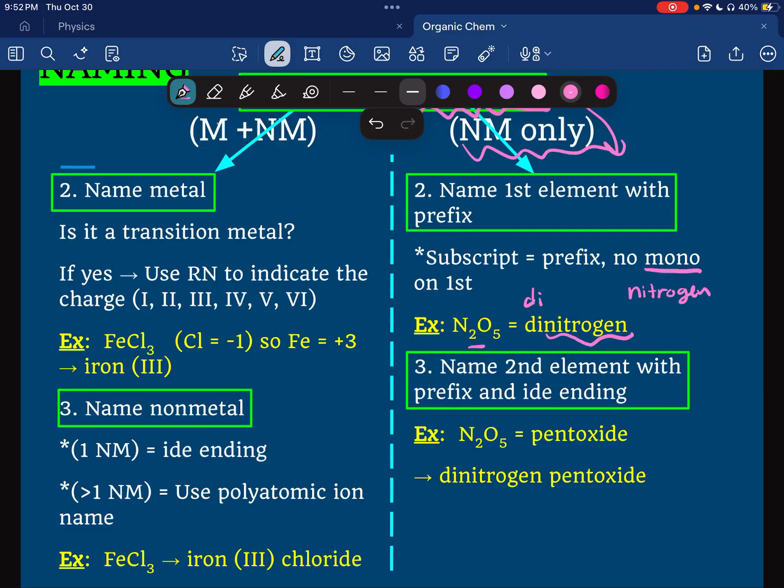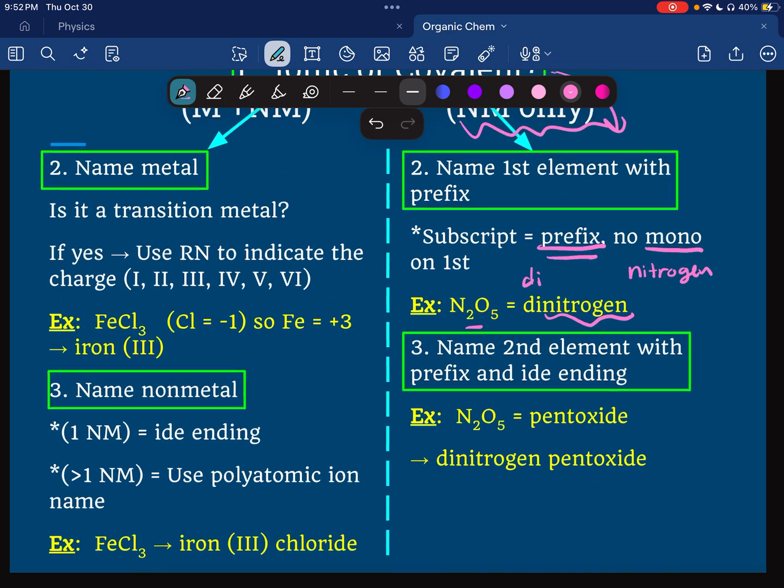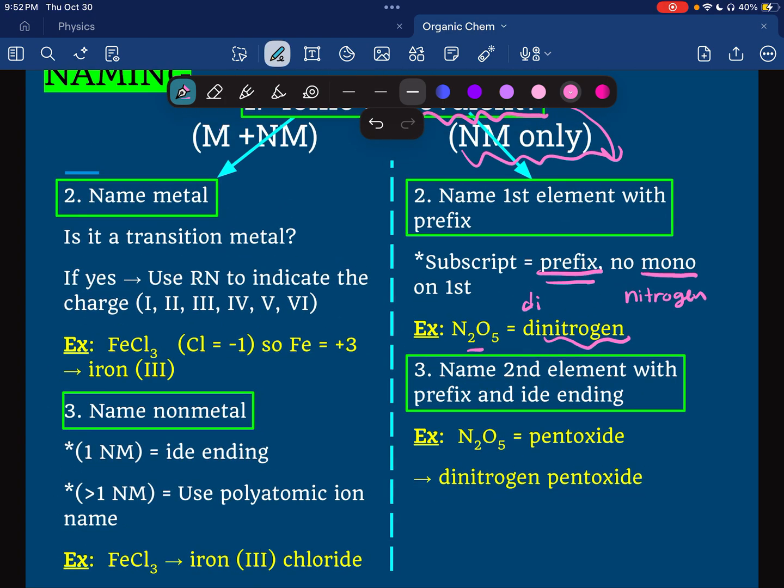Yeah, so just know these prefixes. Di, well, I know di because we use it a lot, but pent is 5. It's all the Latin stuff. Di, tri. I don't remember. I haven't done this in a long time, Jossie. I'm sorry. Okay. Name the second element with prefix and "ide" ending.